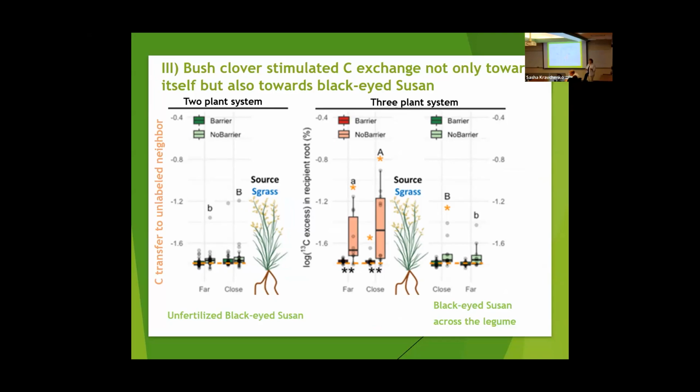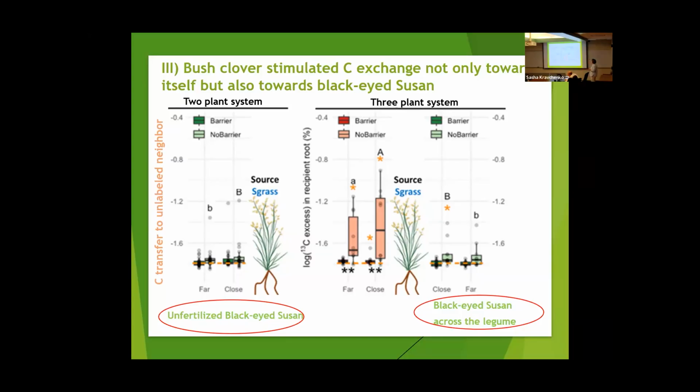One not very strong effect, but still what I found very interesting, is related to the positive effect of highly diverse plant systems in terms of that carbon exchange. So again, this is the one that I just showed you on the previous graph. This is unfertilized black-eyed Susan. And yeah, there is no carbon transfer to it from the switchgrass. But this is our most diverse three plant species system, where clover was on one side and that black-eyed Susan across from that clover on the other side.